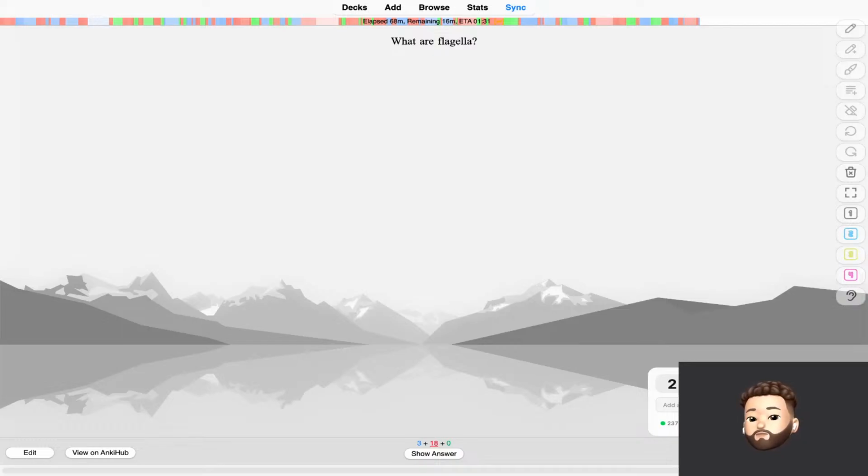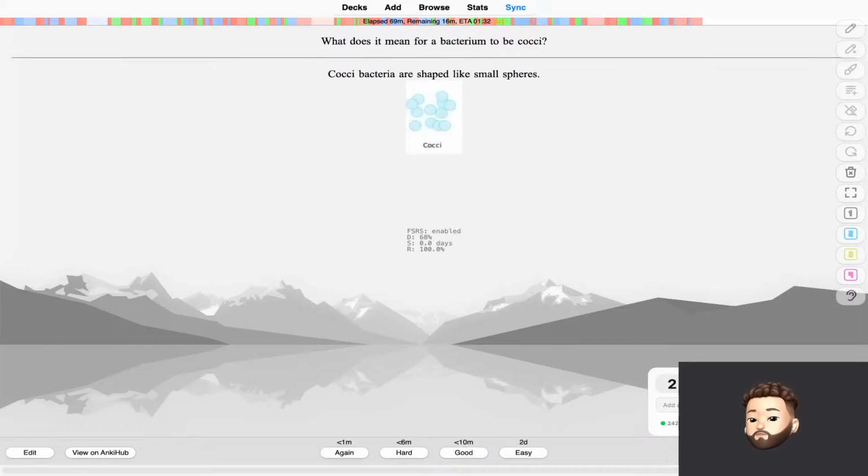They're structures that are involved in cell motility. They accomplish this by spinning or flailing in order to generate force for movement. What does it mean for a bacterium to be cocci? It means that it's sphere shaped.